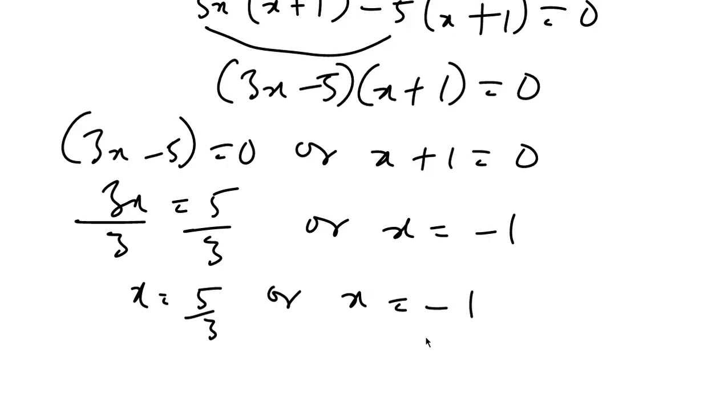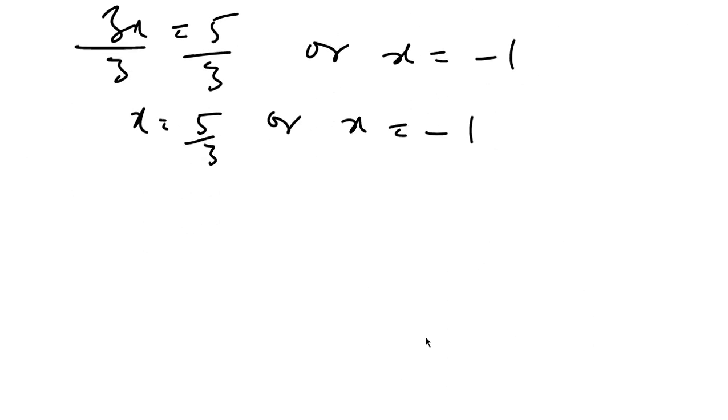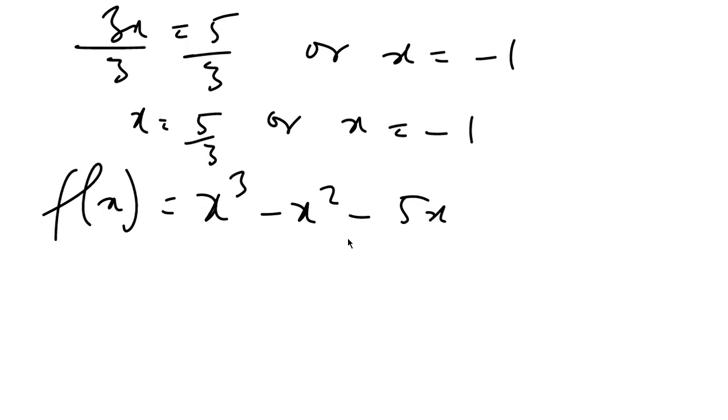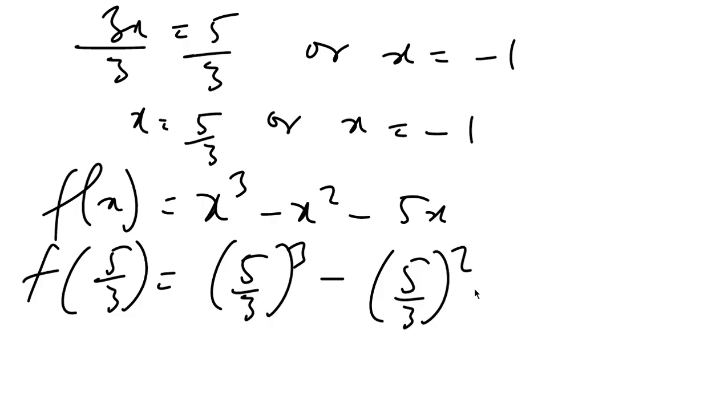So you will now substitute each of these values into the original function, right? And what is the original function? x cubed minus x squared minus 5x. So f of x is equal to x cubed minus x squared minus 5x. So substitute each of these values. So f of 5 over 3 will be what? 5 over 3 to the power 3 minus 5 over 3 squared minus 5 into 5 over 3.